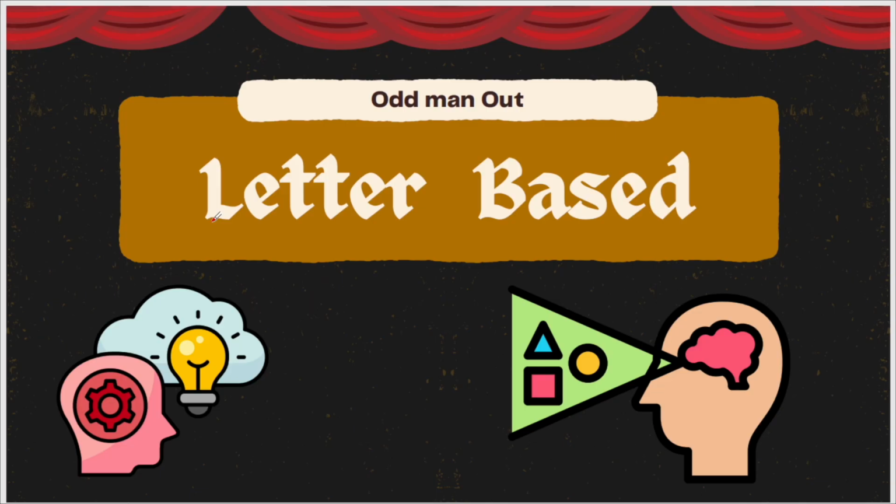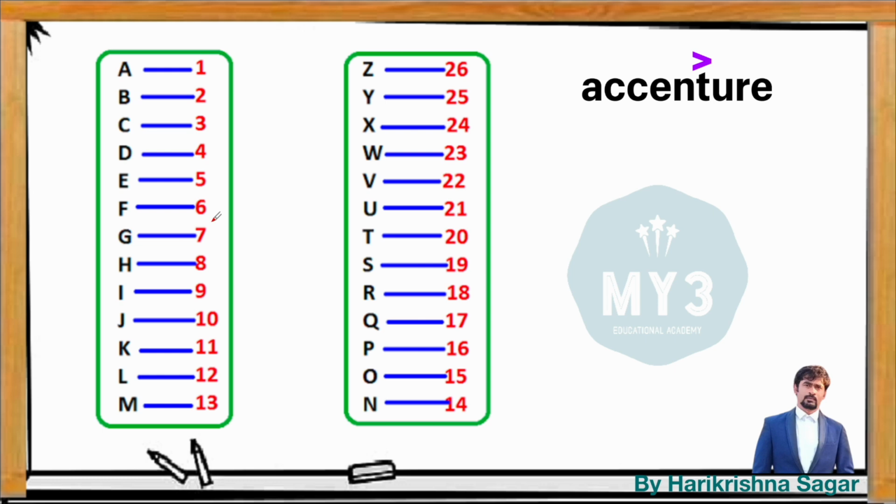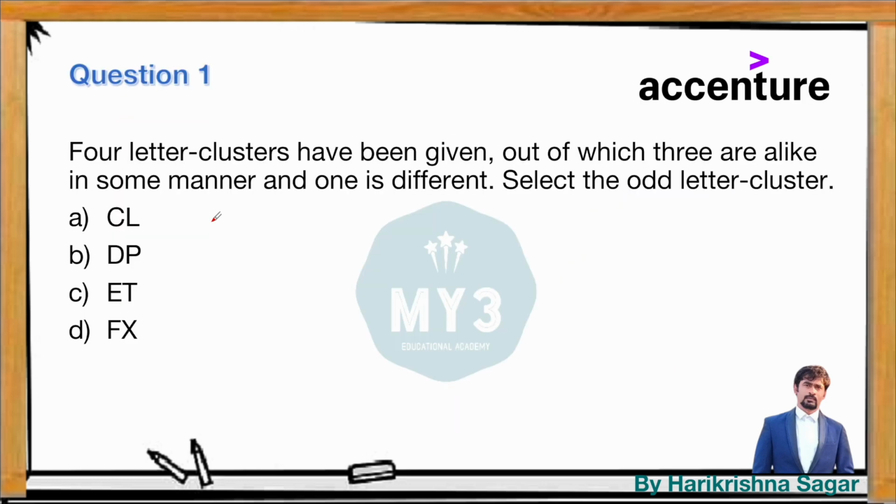Let's look at the letter based questions. Before we solve the letter based questions, the prerequisite is that you have to remember the alphabets with their respective positions, then only you will feel very comfortable solving the questions. So use EJOT or just memorize all the alphabets. Let's look at question number 1.